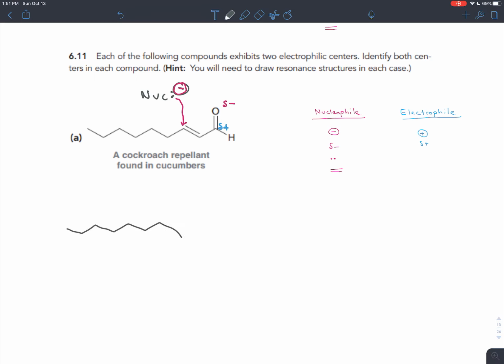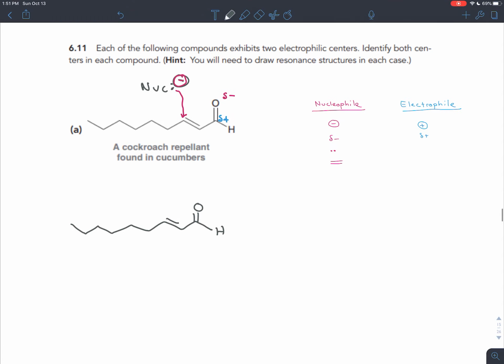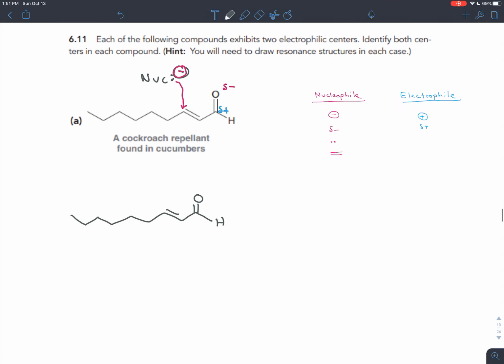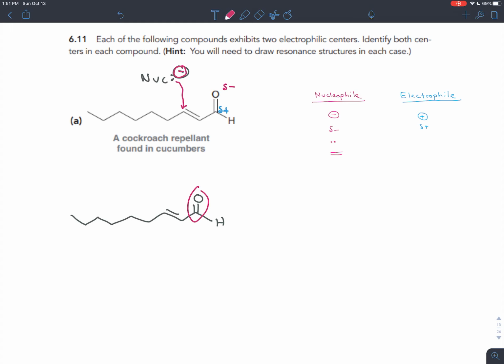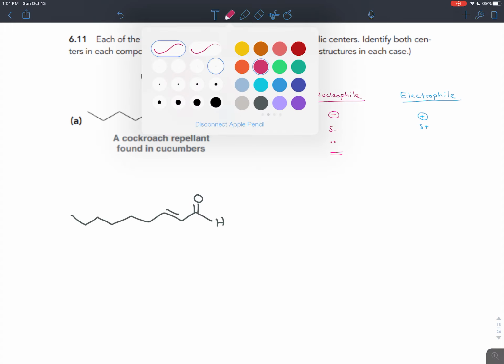We have 2, 4, 6, 8, 9. So here's our original molecule, this cockroach repellent that's found in cucumbers. And the first thing you'd want to notice is that we have a resonance pattern. We have a pi bond between two atoms of different electronegativity.